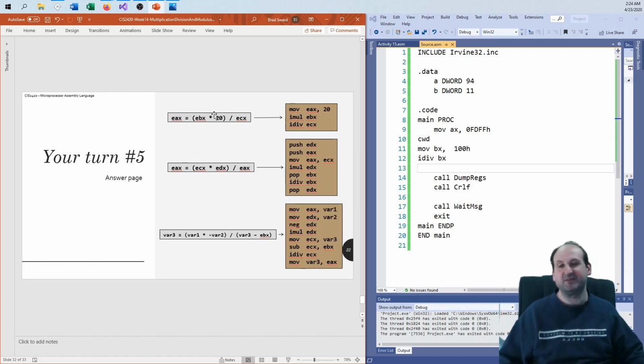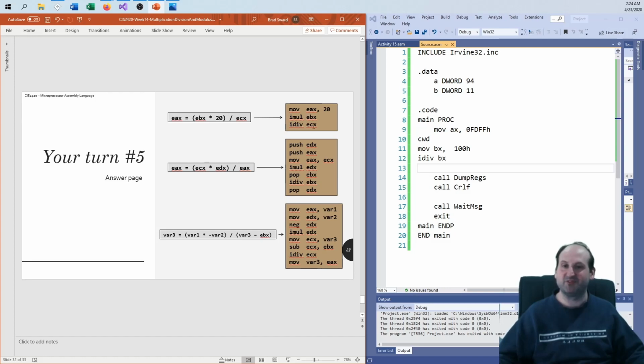So you don't even necessarily need the parentheses for this because multiplication and division are at the same PEMDAS level. So it's EBX times 20 divided by ECX. So I move a 20 into EAX, I do my imul, and then that fills in everything. It fills in EAX and fills in EDX.